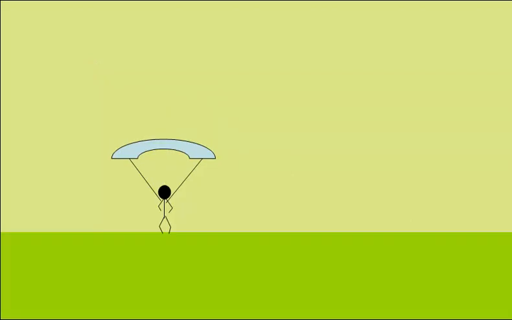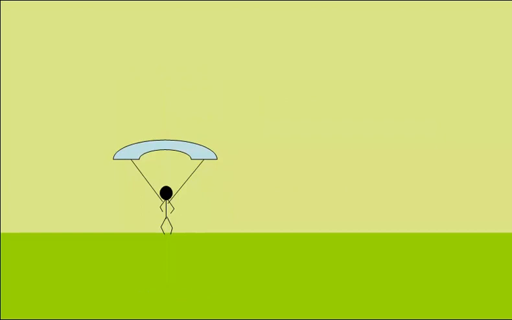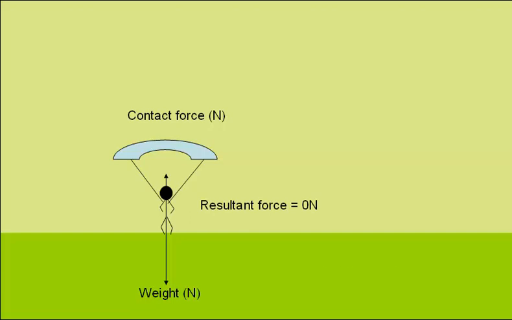When he hits the ground, the weight will still not have changed, but initially he will have a large upwards contact force, leading to an upwards resultant force, and he will decelerate very rapidly. But once he has stopped, the weight will be balanced by the contact force, there will be 0 resultant force, and he will be stationary.